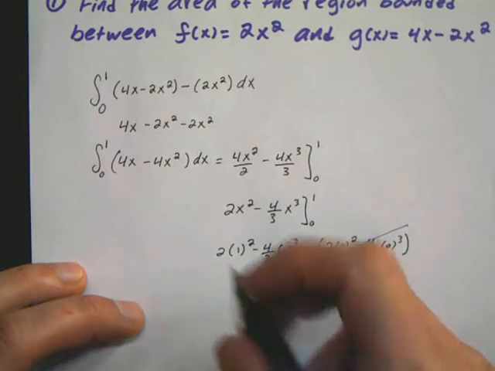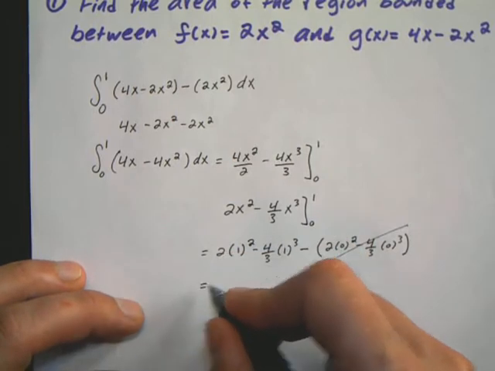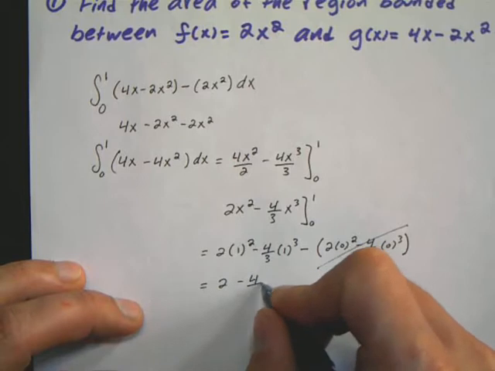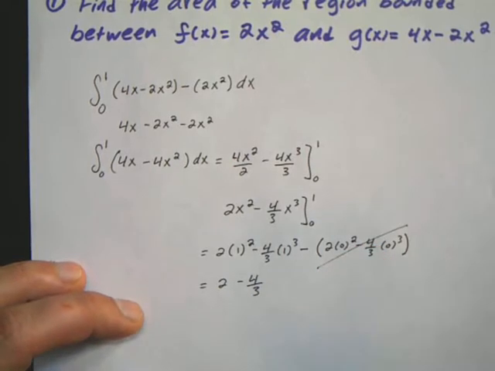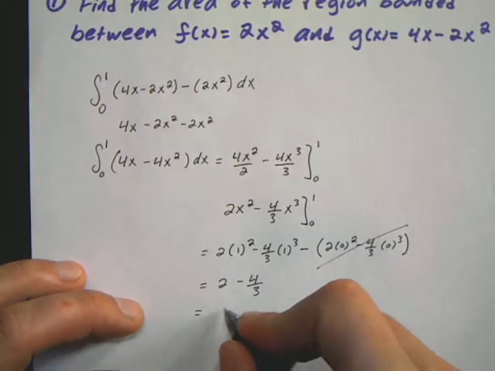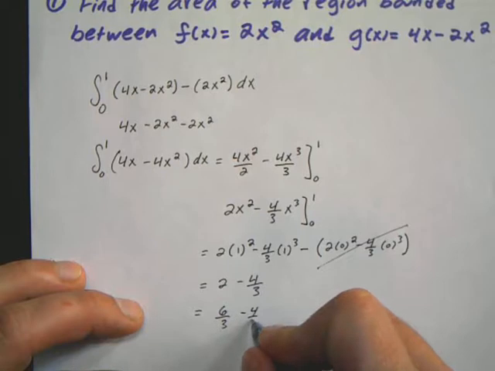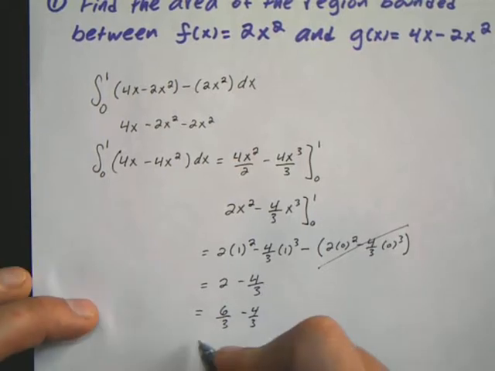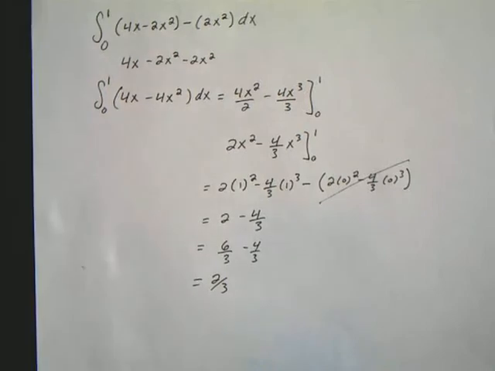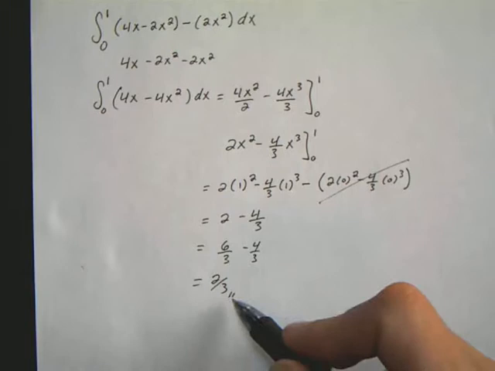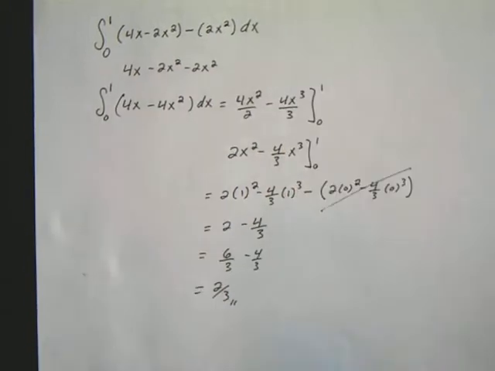This simplifies to 2 minus 4 over 3, which gives me, if I find the common denominator, 6 over 3 minus 4 over 3, which gives me a value of 2 over 3. That's my answer. So the area between the two curves is 2 over 3. Alright. Moving on to example number 2.